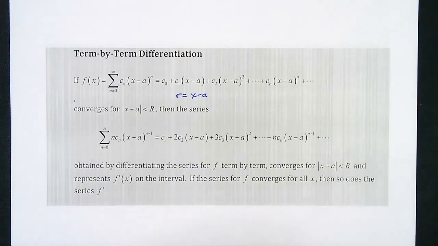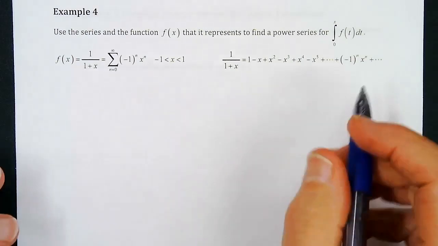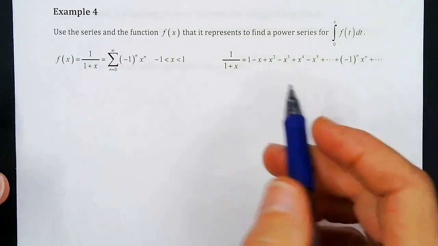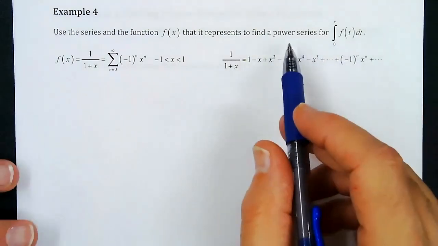So we just did differentiation, but you could also do some other things, like term-by-term integration. So we're going to look at that next. We talked about integrating a function that's written as a power series, and we can do term-by-term differentiation, but we can also do term-by-term integration. So we want to come up with a series. We're going to use the series and the function f of x that it represents to find this power series.